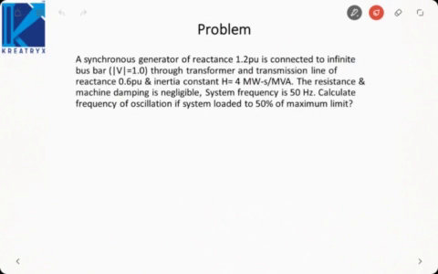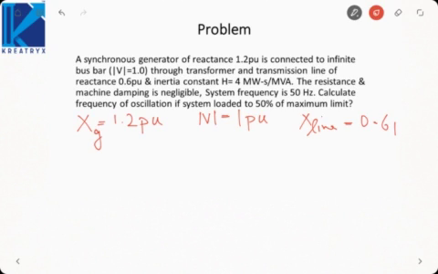In our first problem it is saying a synchronous generator of reactance 1.2 pu. So X is given to me 1.2 pu, is connected to an infinite bus bar, that is mod V is equal to 1 pu, through a transmission line of reactance, so this will be, let us say, Xg. Transmission line reactance is 0.6 pu. Inertia constant H is given as 4 seconds. Resistance and machine damping is negligible.